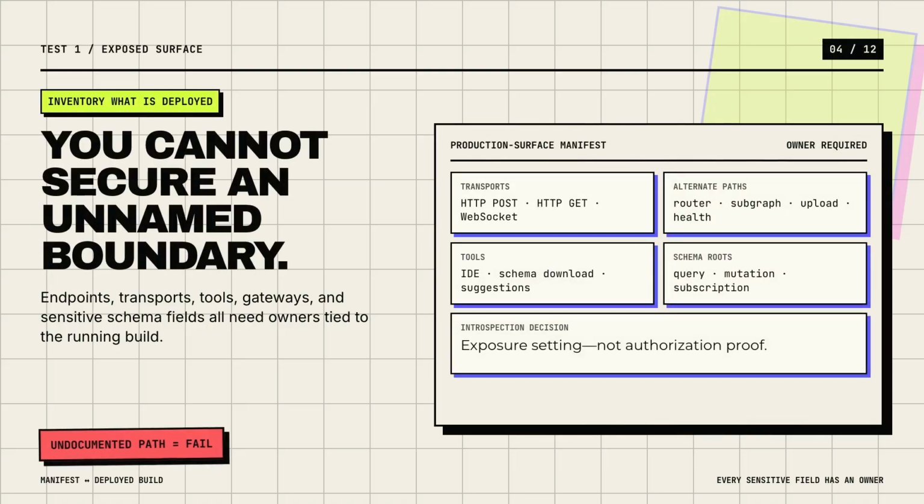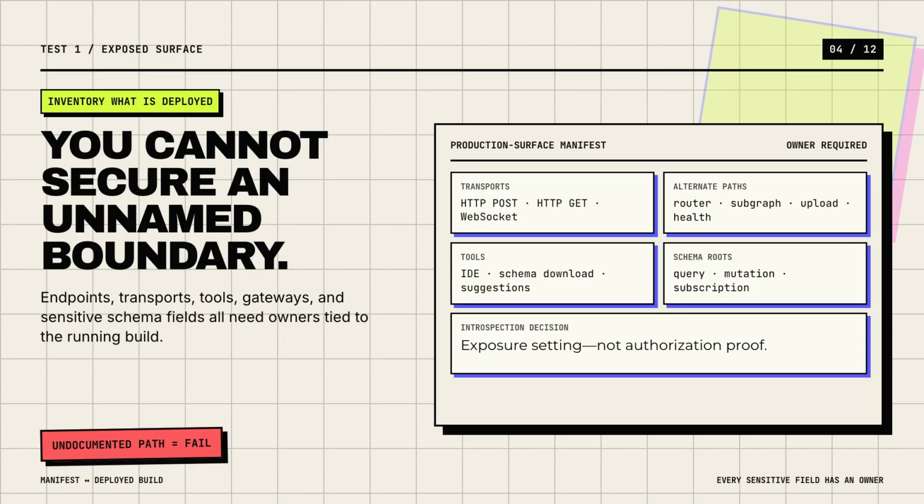Test 1 asks a basic question that many teams cannot answer. What GraphQL surface is actually deployed? Inventory every endpoint and transport. Include HTTP POST, HTTP GET, and, if enabled, WebSocket subscriptions, multipart upload paths, gateways, routers, subgraphs, development IDEs, schema downloads, health routes, and alternate host names.